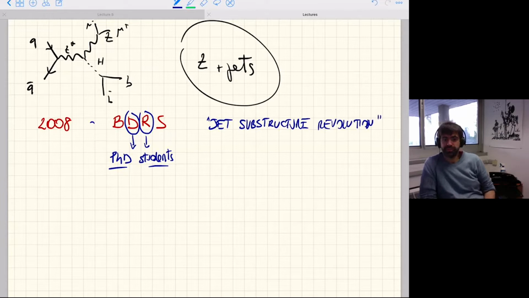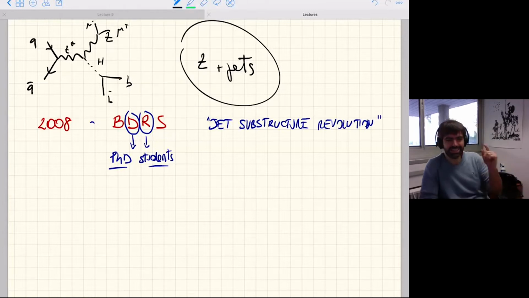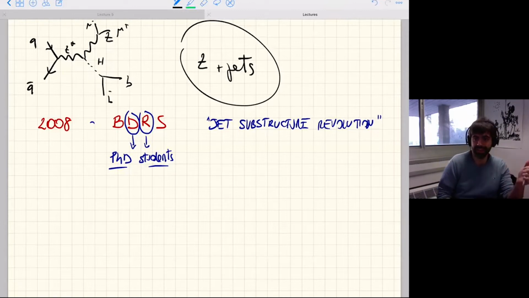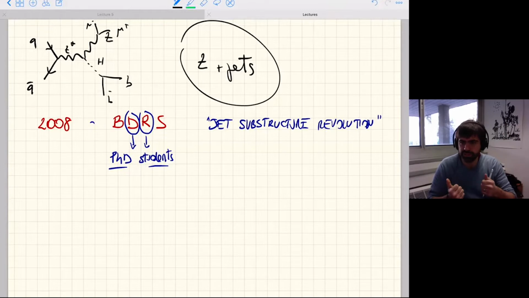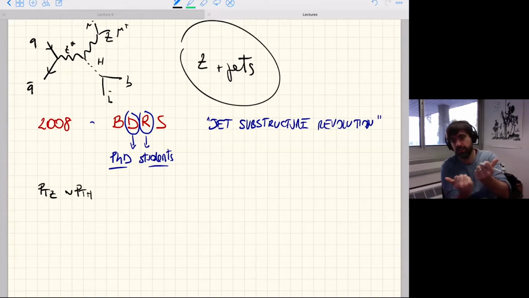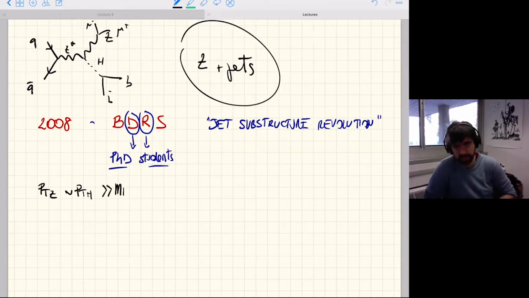So what is the proposal that sort of sparked this revolution? Well, the authors said, okay, let's take another look at Higgs production. By requiring not only that the Higgs is produced together with the Z, but I also want to ask for a regime where the transverse momentum of the Higgs and the Z is very large. So I want to go into a regime where the transverse momentum of the Z is fairly similar to the transverse momentum of the Higgs. So the two are balanced in terms of momentum, and it's large, meaning much bigger than the Higgs mass.